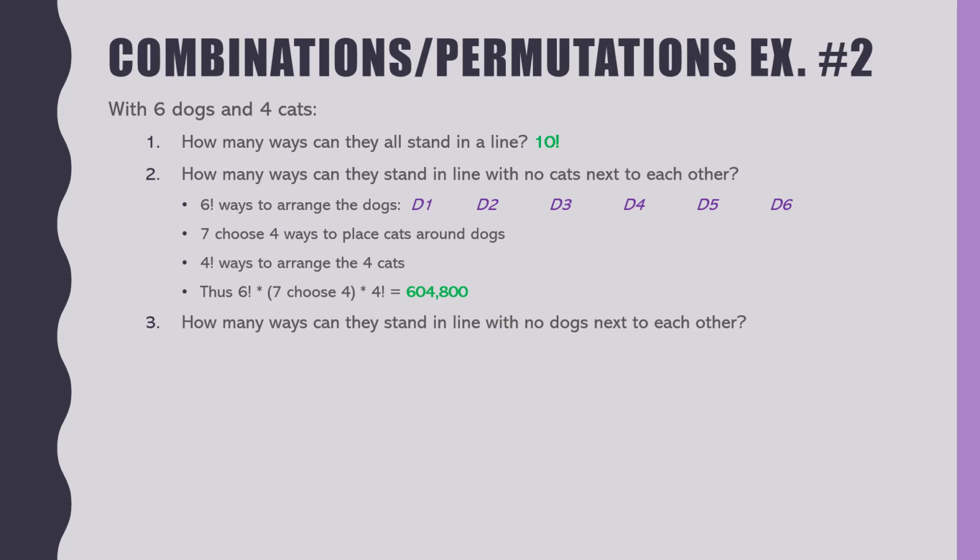And if I were to ask you how many different ways could I permute the meat on a sandwich, then you wouldn't divide out the duplicates. So there are 6 factorial ways to arrange the dogs. And then there are 7 choose 4 ways to position a cat between the dogs or on the outside of D1 or D6, right? And then there are 4 factorial ways to rearrange those once they're in position.